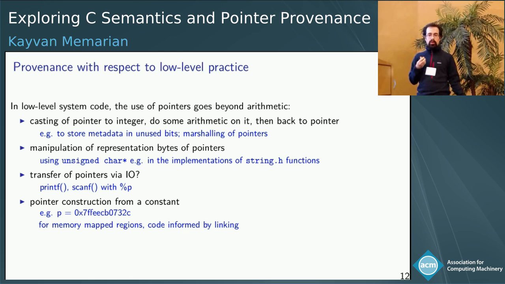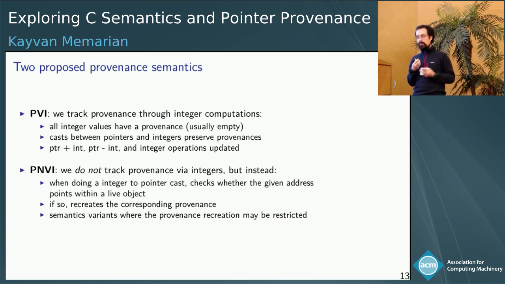You can maybe transfer pointers over I/O, and also if you happen to be writing embedded code, you're going to sometimes create pointers just from constants, because you know what's in that specific place of the memory. So to be able to deal with all these uses, we present two proposed semantics involving provenance. In the first one, since all these practices morally involve some interaction between pointers and integers, the first proposal not only has provenance on pointers, but also carries the provenance through integer computations.